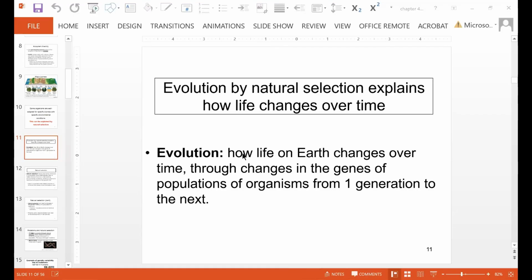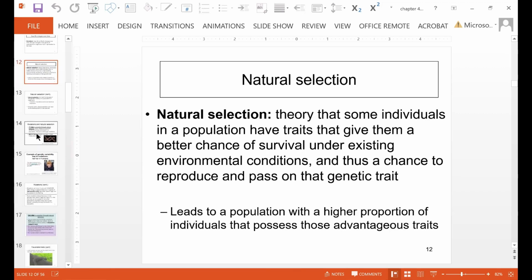Evolution is how life on Earth changes over time through changes in genes of populations of organisms from one generation to the next. Natural selection is the theory that some individuals in a population have traits that give them a better chance of survival under the existing environmental conditions, and thus a chance to reproduce and pass on that genetic trait. So this would lead to a population with a higher proportion of individuals that possess that particular advantageous trait.